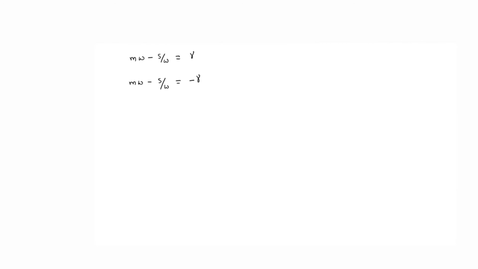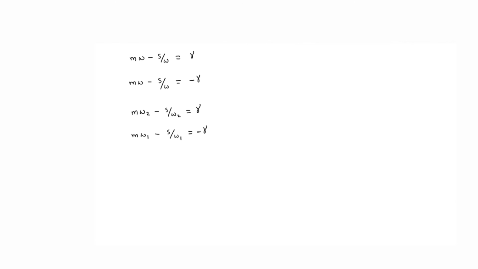We know that there are two solutions corresponding to omega 1 and omega 2. So, let us say that one of them corresponds to omega 2. So, I will have m omega 2 minus s by omega 2 is equal to gamma, and the other one, let us say, corresponds to omega 1 solution. So, I will have m omega 1 minus s by omega 1 is equal to minus gamma.